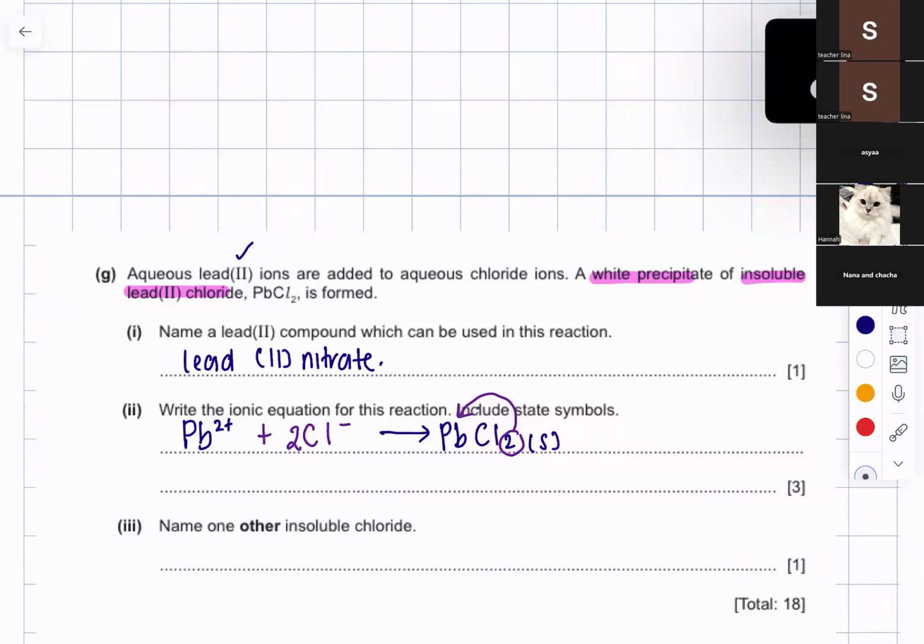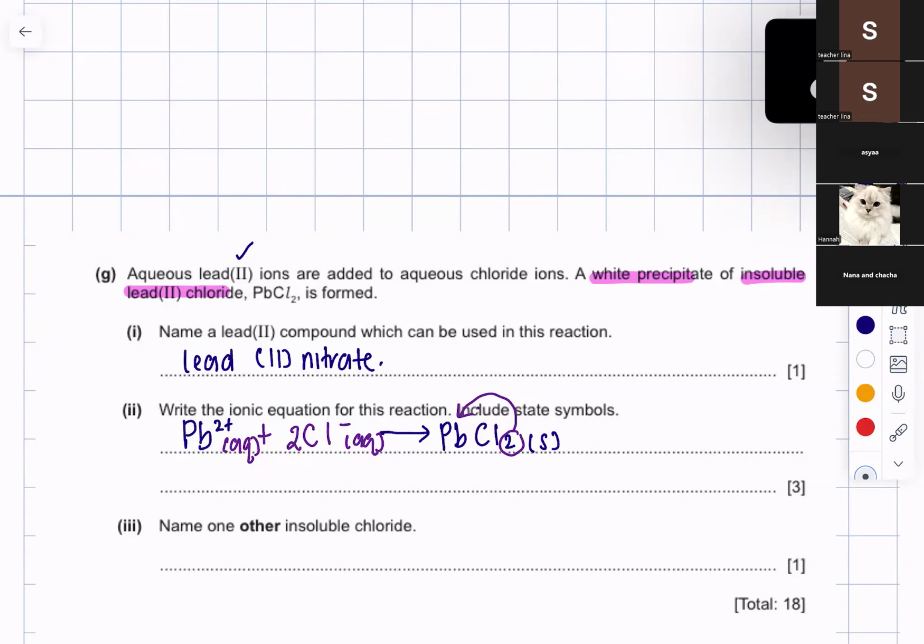Is it clear, Asha? Yes, it's clear. Hana? Is it clear, Hana? Yeah. Nana? Is it clear, Nana? Yes. Chacha? Yes. Okay.